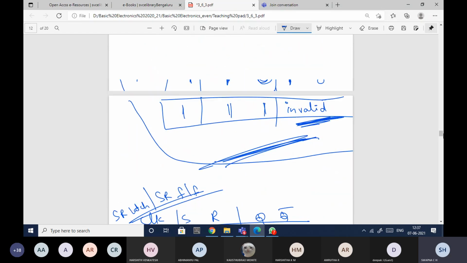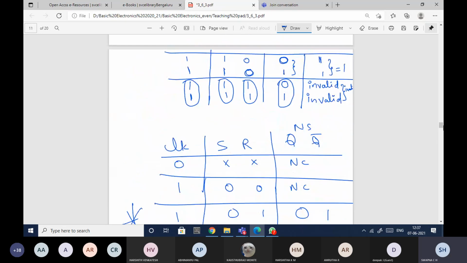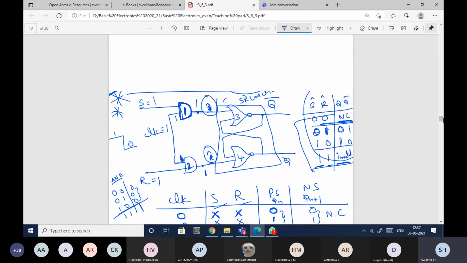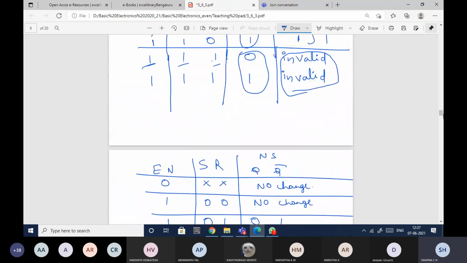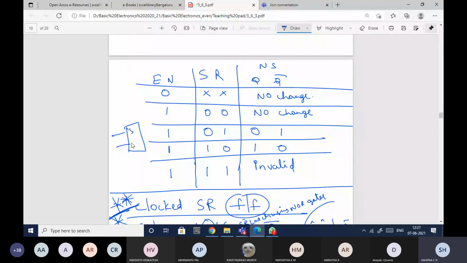In the same way, gated I've already shown you, but once again I'll show you. S, R, Q, Q bar, and additionally you have an enable input. For this enable input, you will not have any triangle symbol at the end. It will be just the input line like this. That's it. This is the gated SR latch.